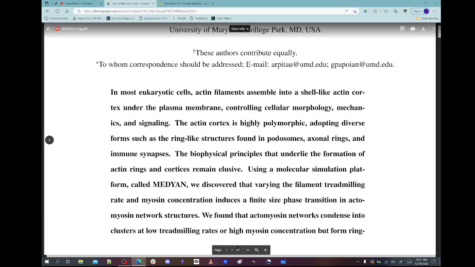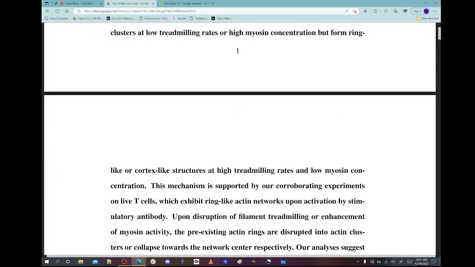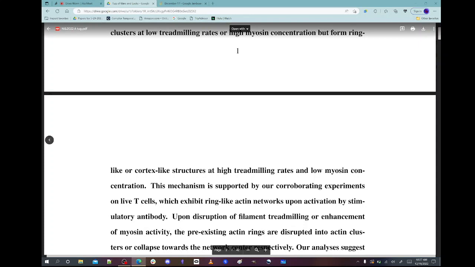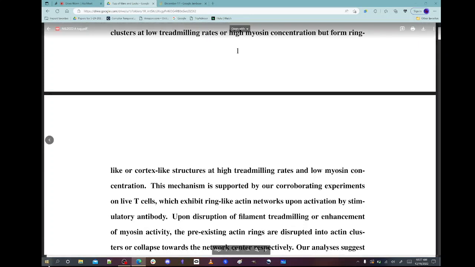We found that actin and myosin networks condense into clusters at low treadmilling rates or high myosin concentration, but form ring-like or cortex-like structures at high treadmilling rates and low myosin concentration. So they're looking at these treadmilling rates and myosin concentration, and at the shapes that are being made.